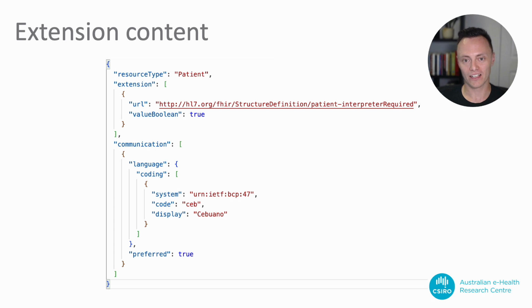The Pathling encoders support the use of extension content. Extension content is very common within FHIR data and is used to represent localized concepts that are not present within the base specification. In this example, an extension is being used to record the fact that an interpreter will be required for this patient. This data can be easily queried using FHIRPath, and we'll show an example of this later on.